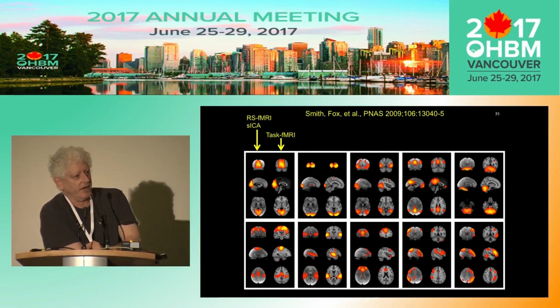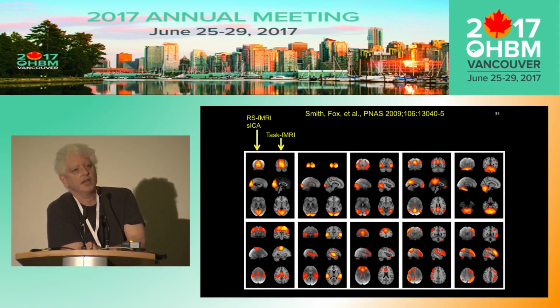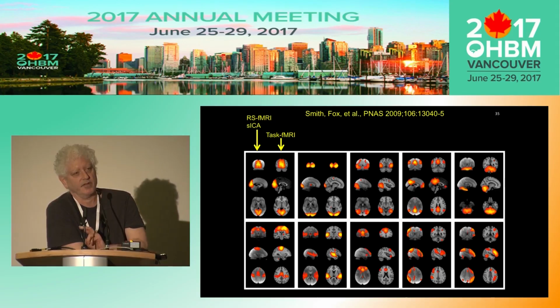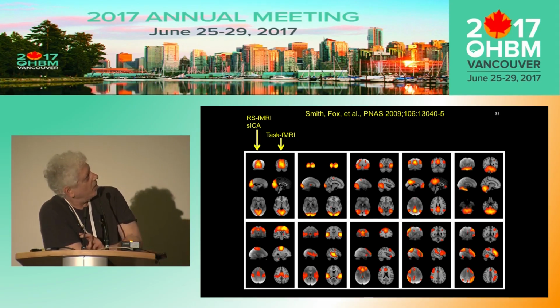But the notion that task fMRI and resting state fMRI do give you the same answer, this is not a parcellation in the sense of strict boundaries, but that they give you the same blobs, was, this is an often cited paper. It's actually not the first, but this is an often cited paper where you do ICA and you get this resting state network, and then you do task fMRI and you get something that looks very similar.